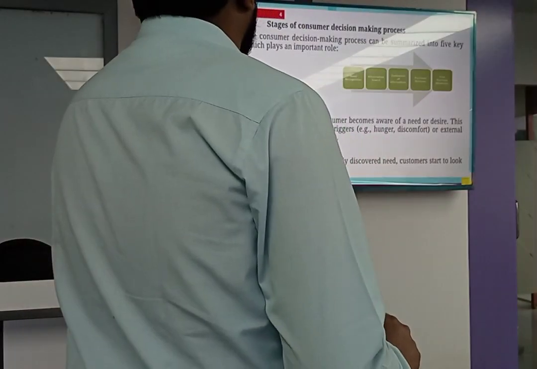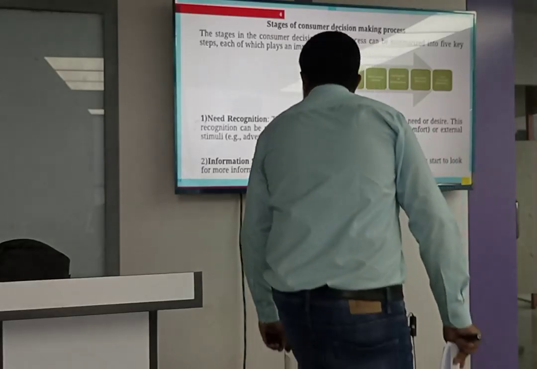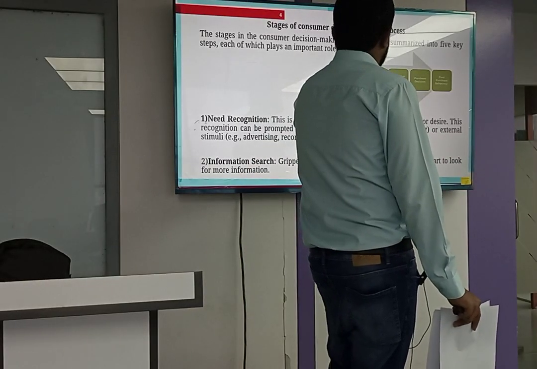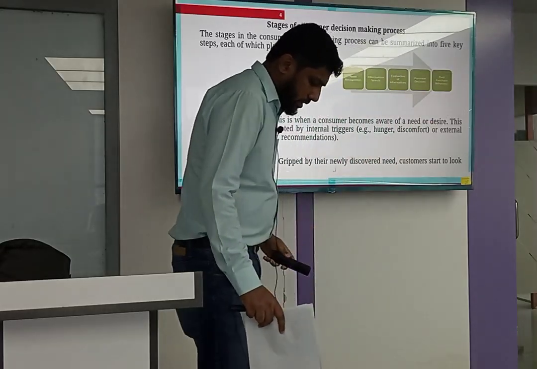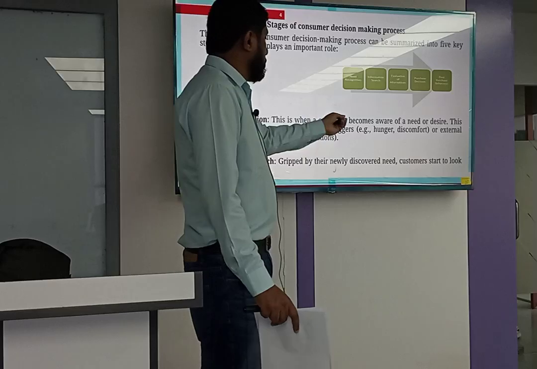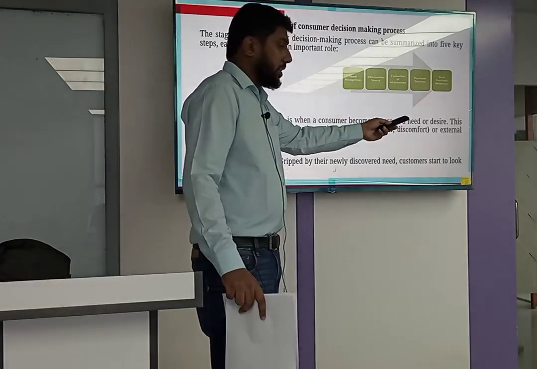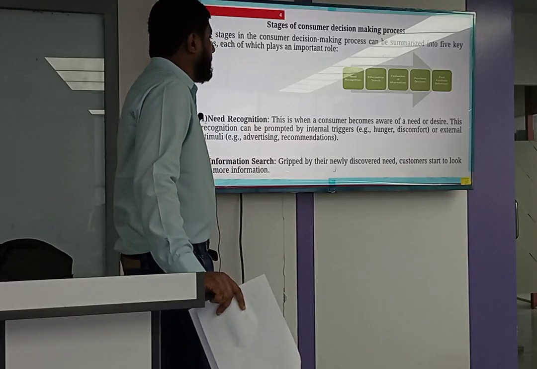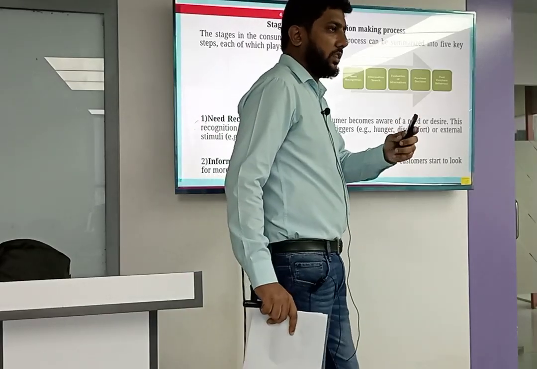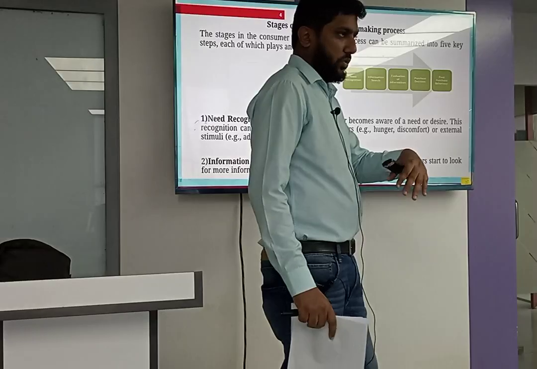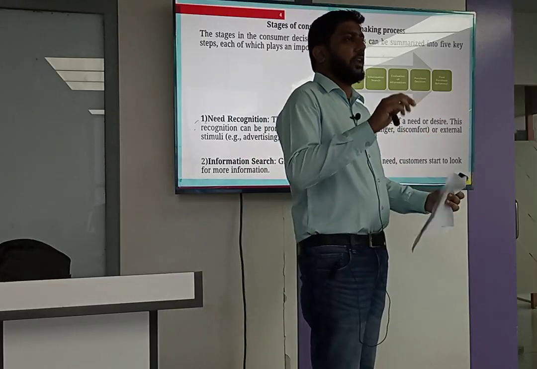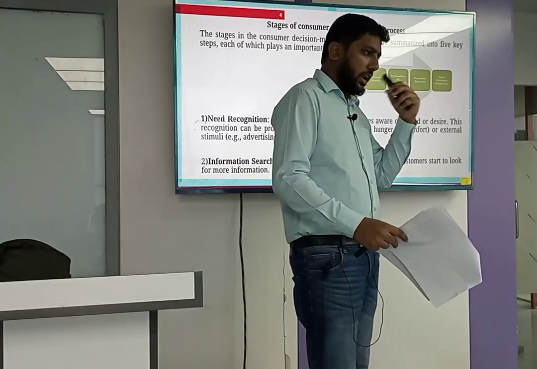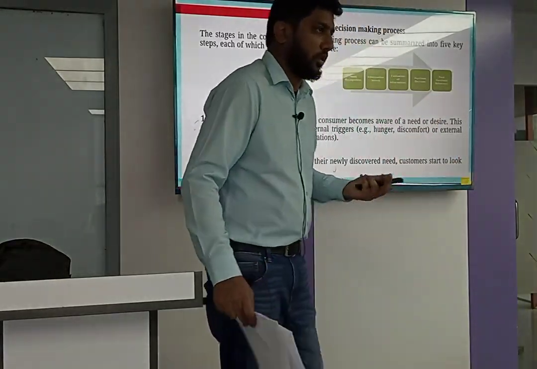So, stages of the consumer decision making process. The stages can be summarized into five key steps, which play an important role. The first is need recognition, then information search, evaluation of alternatives, purchase decision, and post-purchase behavior. Need recognition is when a consumer becomes aware of a need or desire. This recognition can be prompted by internal triggers like hunger or discomfort. When you feel you need a mobile, that means you feel discomfort. Or by external stimuli, like suppose you saw an advertisement of Shahrukh Khan holding a Panasonic phone, saying it's very good. At that time it came to your mind that you should have the Panasonic phone.